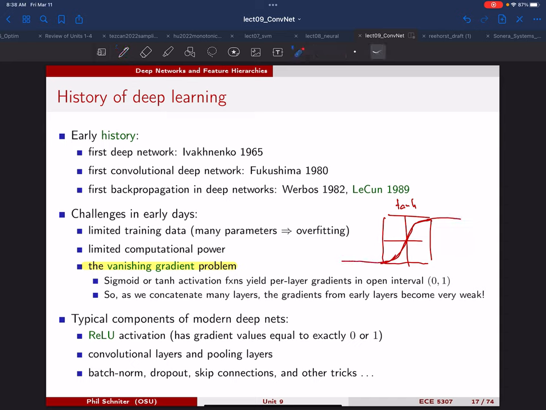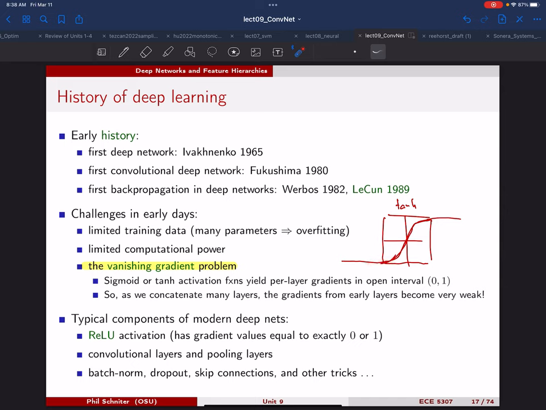And if you think about the gradients, remember when we do backpropagation, we propagate gradients. So we compute a gradient, and then that gets multiplied by another gradient, which gets multiplied by another gradient, and so on. So when we go through an activation layer, the gradient down here is 1 at the origin. But as you get away from the origin, the gradient decreases, and pretty soon it gets very small. And so once you get far from the origin in either direction, the gradient is relatively small.